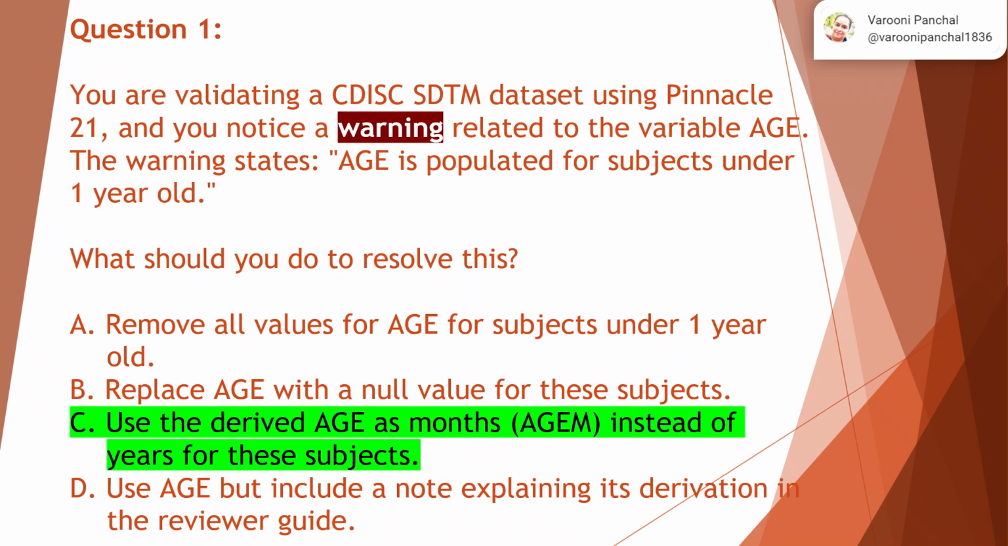Question 1. You are validating a CDISC SDTM dataset using Pinnacle 21 and you notice a warning related to the variable AGE. The warning states AGE is populated for subjects under 1 year old. What should you do to resolve this?